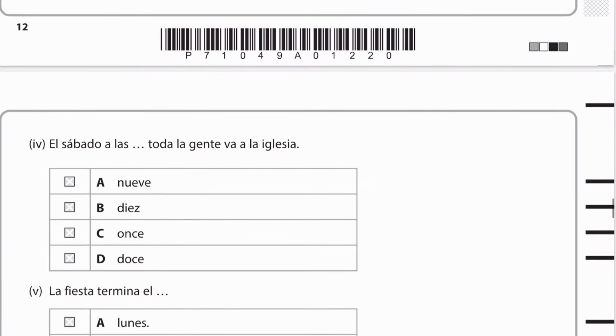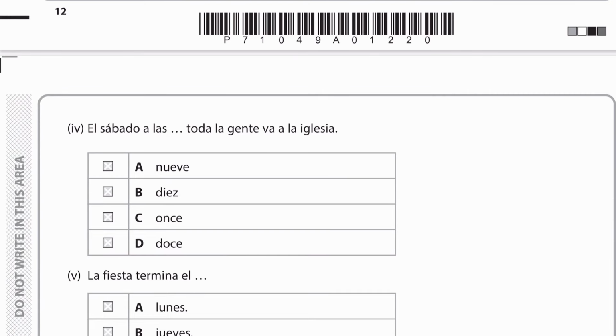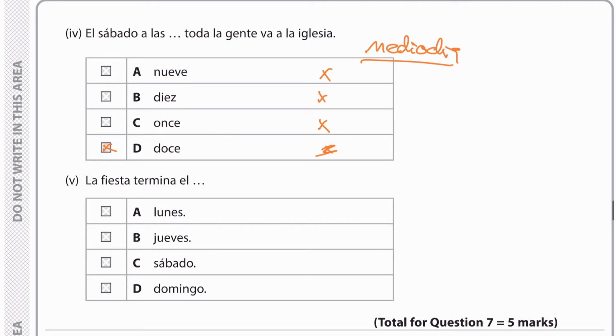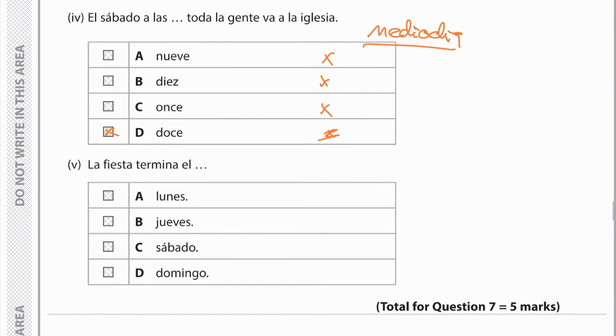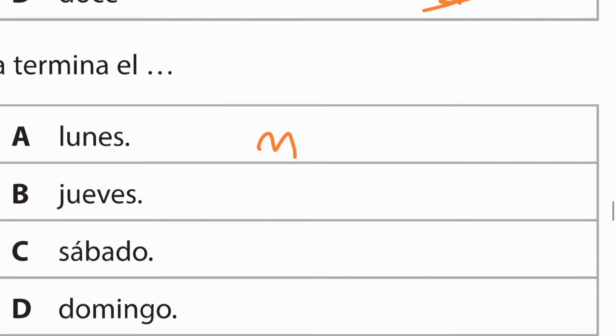So, el sábado, a las, midday, wasn't it? So a las, close to midday is going to be mediodía. So it can't be 9, 10, 11, so it must be 12, midday. Yeah, mediodía, middle day. That's a bit of a silly one, I think, but yeah, middle day. 12 p.m. La fiesta termina the day after. So sábado, domingo is going to be Sunday. So Monday, jueves is Thursday, Saturday, Sunday.